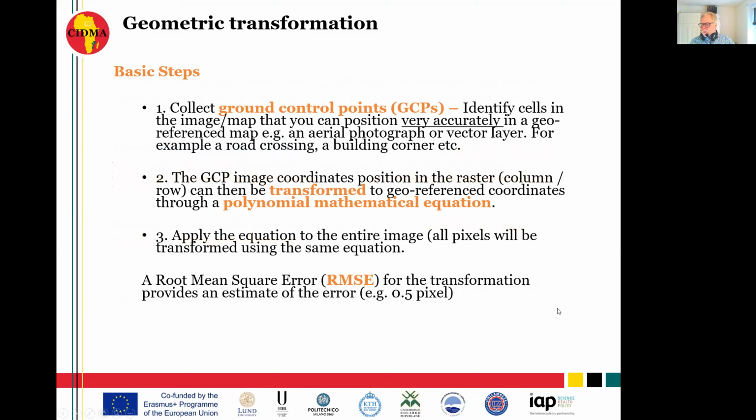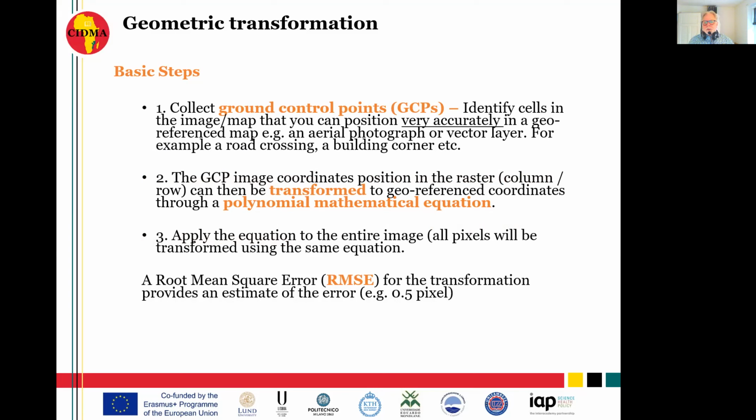So when you work with geometric transformation, you have to collect a set of ground control points. That means identifying cells in the image that contain some special feature and that you can position very accurately in a georeferenced map or image or something like that.